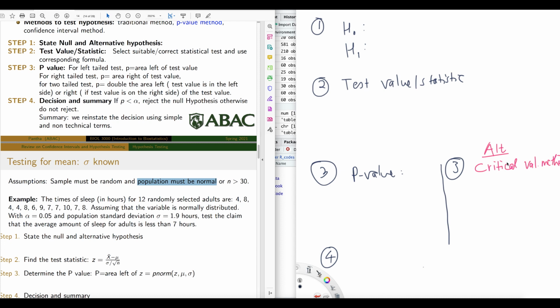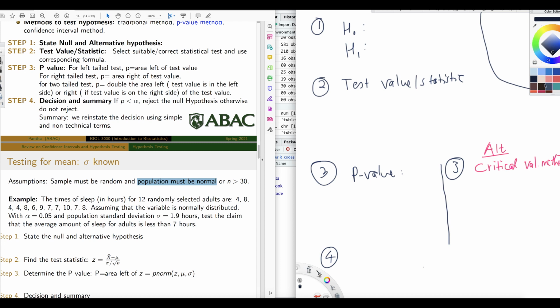It says the sleep time for 12 randomly selected adults, this is the data for the 12 people, these are the times of sleep for those people. Assuming that the variable is normally distributed with alpha equals 0.05 and population standard deviation given as 1.9, test the claim that the average amount of sleep for adults is less than 7 hours. Let me list the given things first.